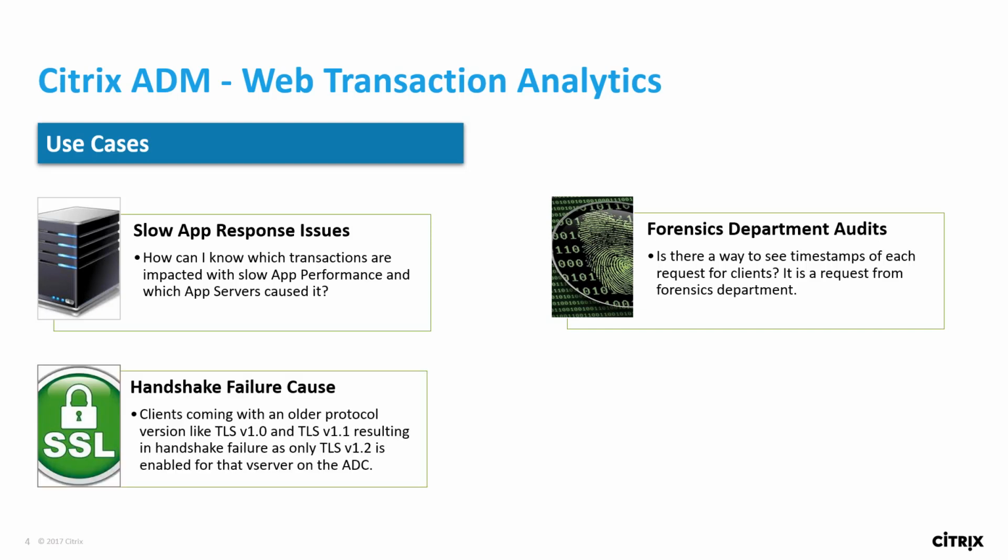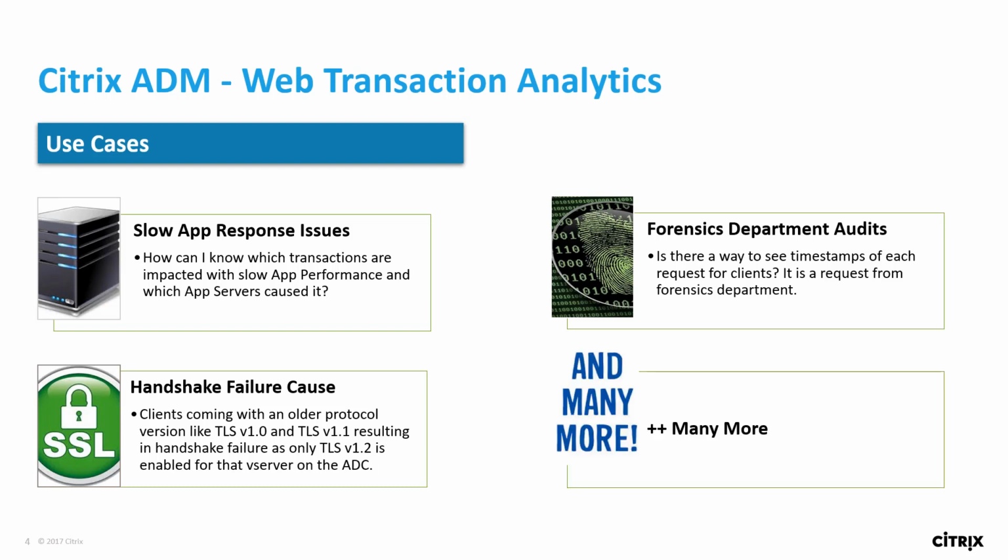Now let's look at a scenario for an SSL handshake failure wherein you have enabled only TLS v1.2 on a vServer on the ADC and need to figure out why you're seeing handshake failures for this particular vServer. You can look at Web Transaction Analytics and understand that you had clients coming in with an older protocol version like TLS v1.0 and v1.1, which resulted in handshake failures. Web Transaction Analytics helps with these use cases and many more.